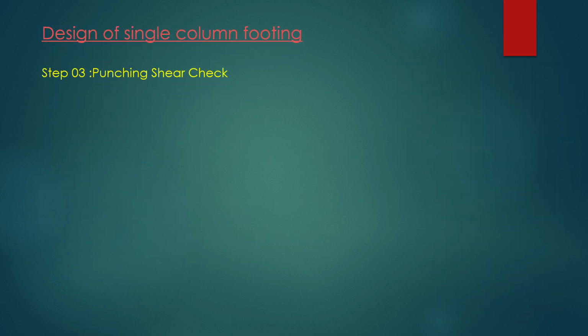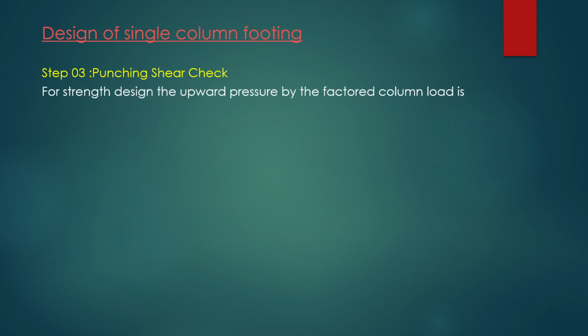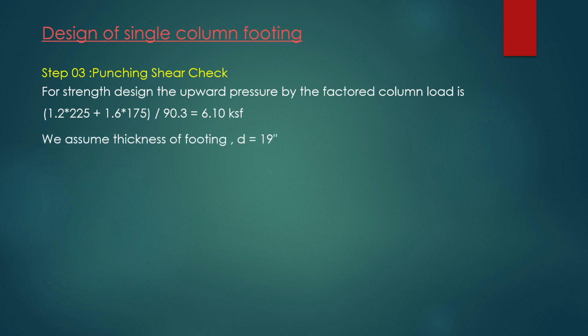Step 3, punching shear check. For strength design, the upward pressure by the factored column load is the factored column load divided by the footing area. We assume the thickness of footing 19 inch. Actually, this is not the thickness. This is actually the effective depth of the footing.